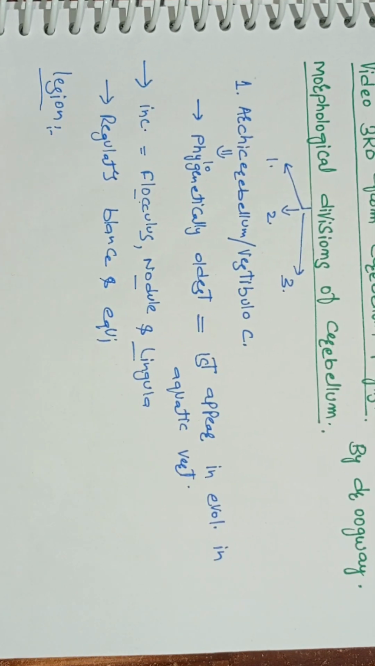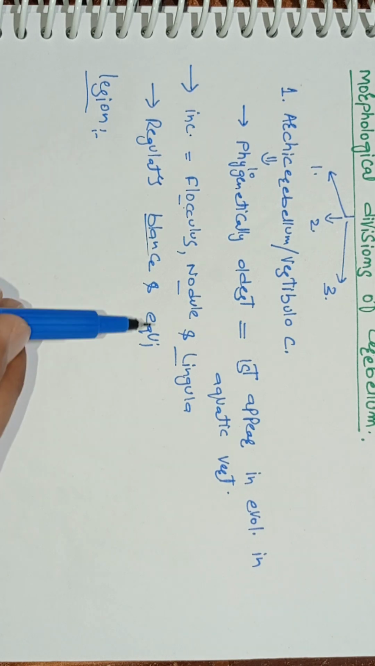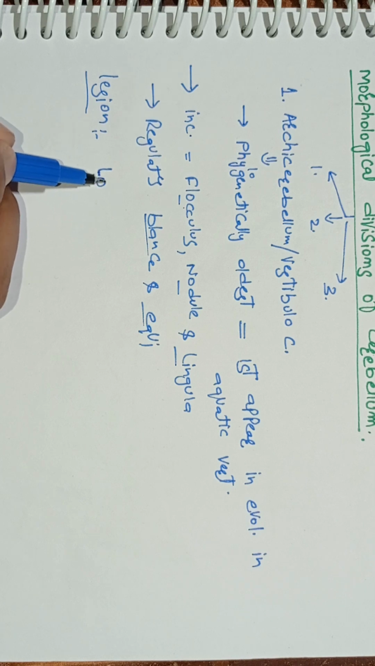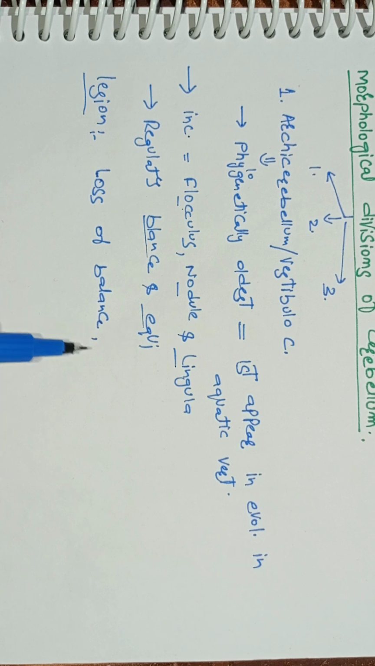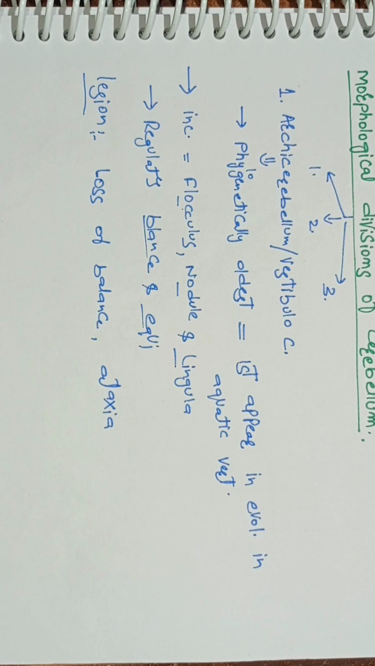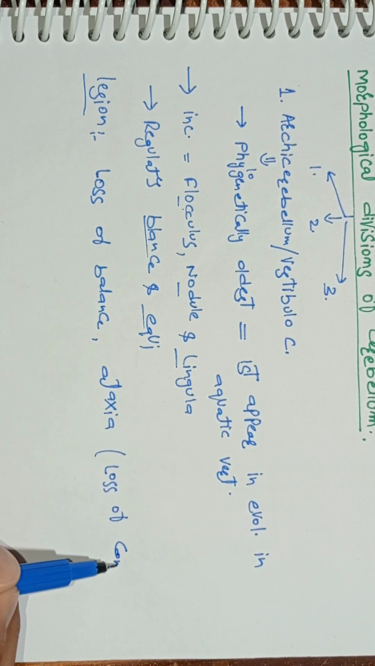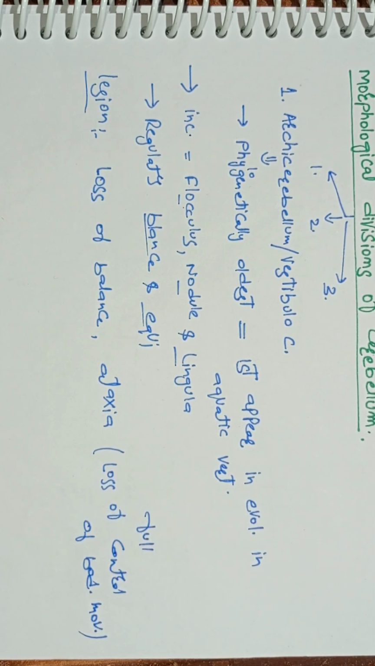Now the clinical point: what if there is a lesion of this archiocerebellum? As it regulates balance and equilibrium, the first problem will be loss of balance. The second problem will be ataxia. What do you mean by ataxia? Ataxia means loss of full control of bodily movements.